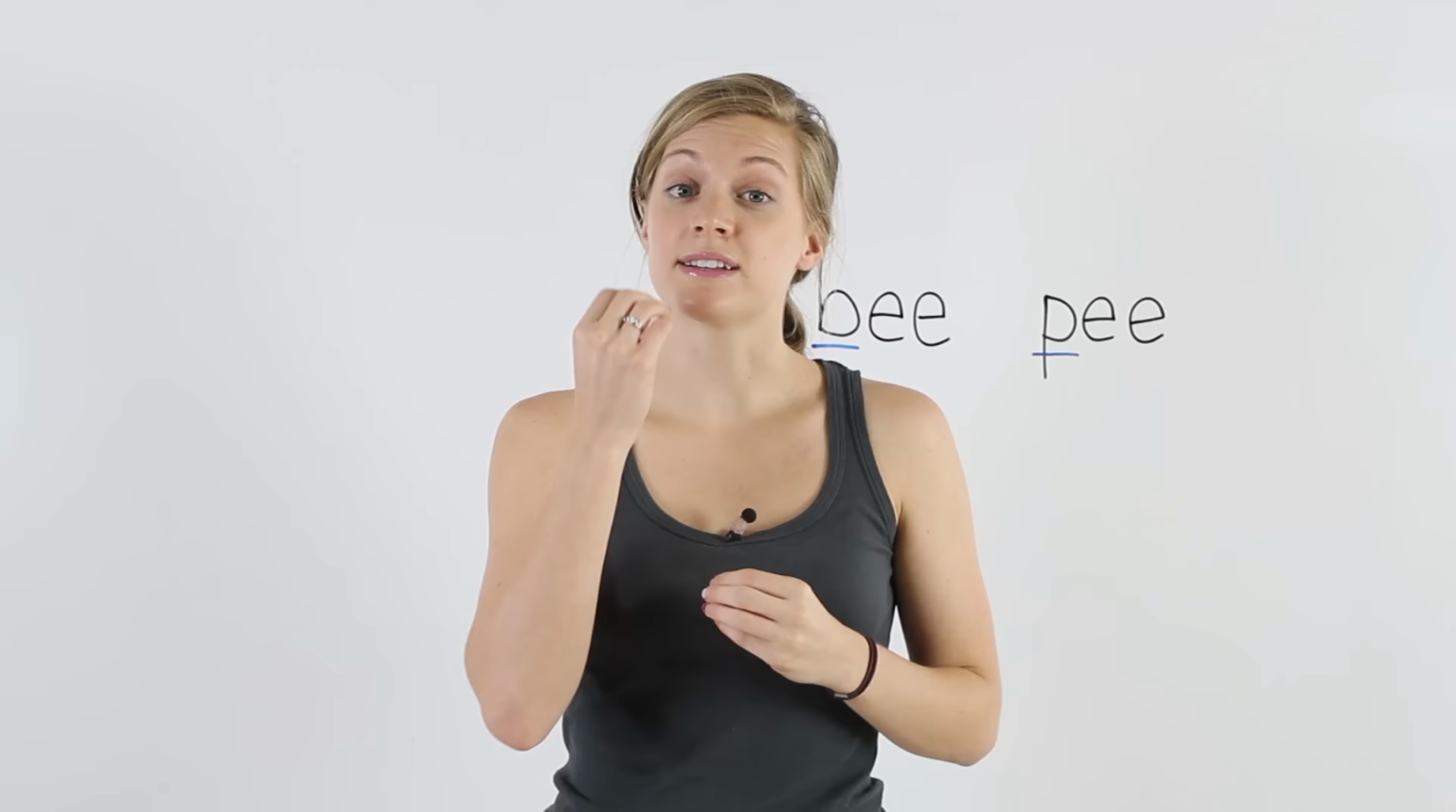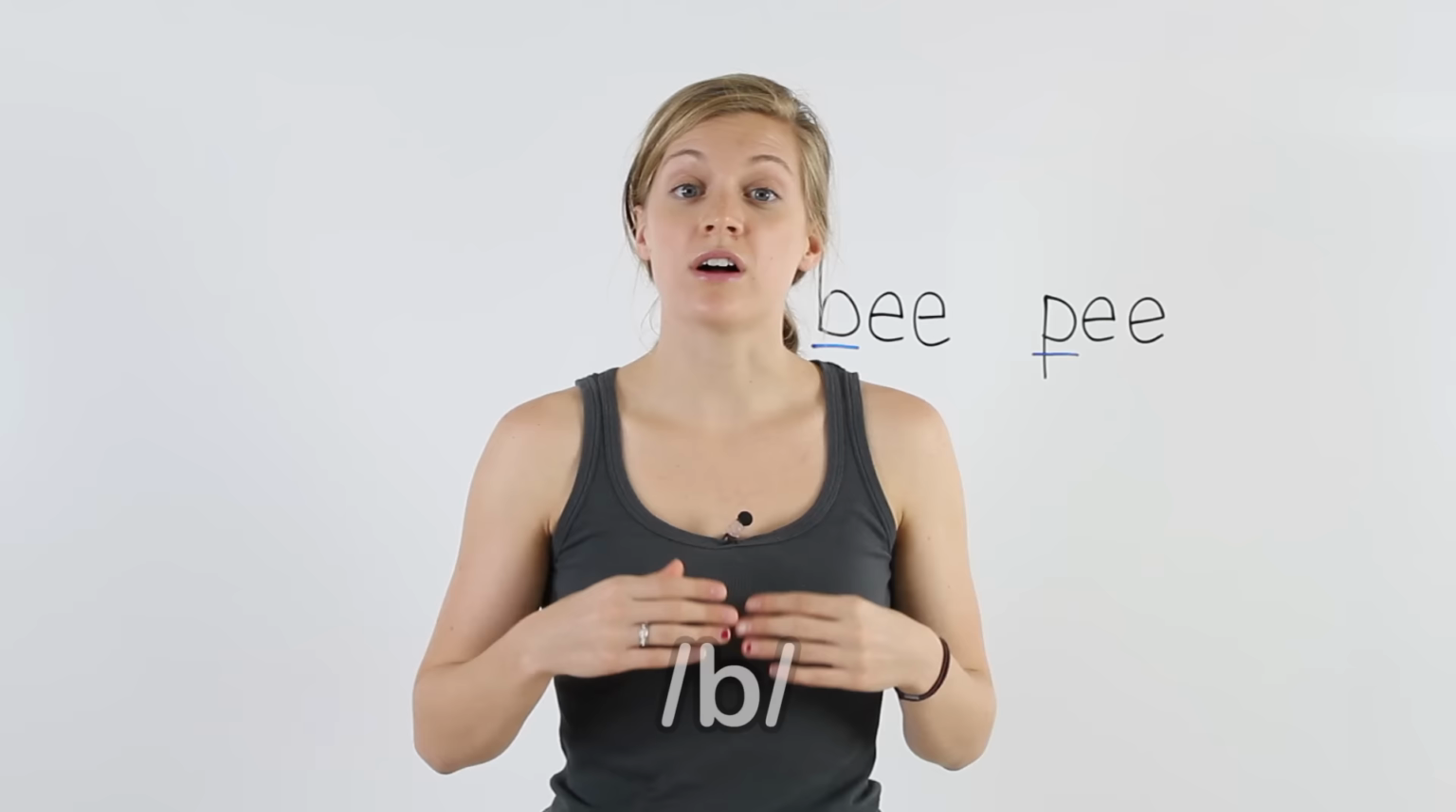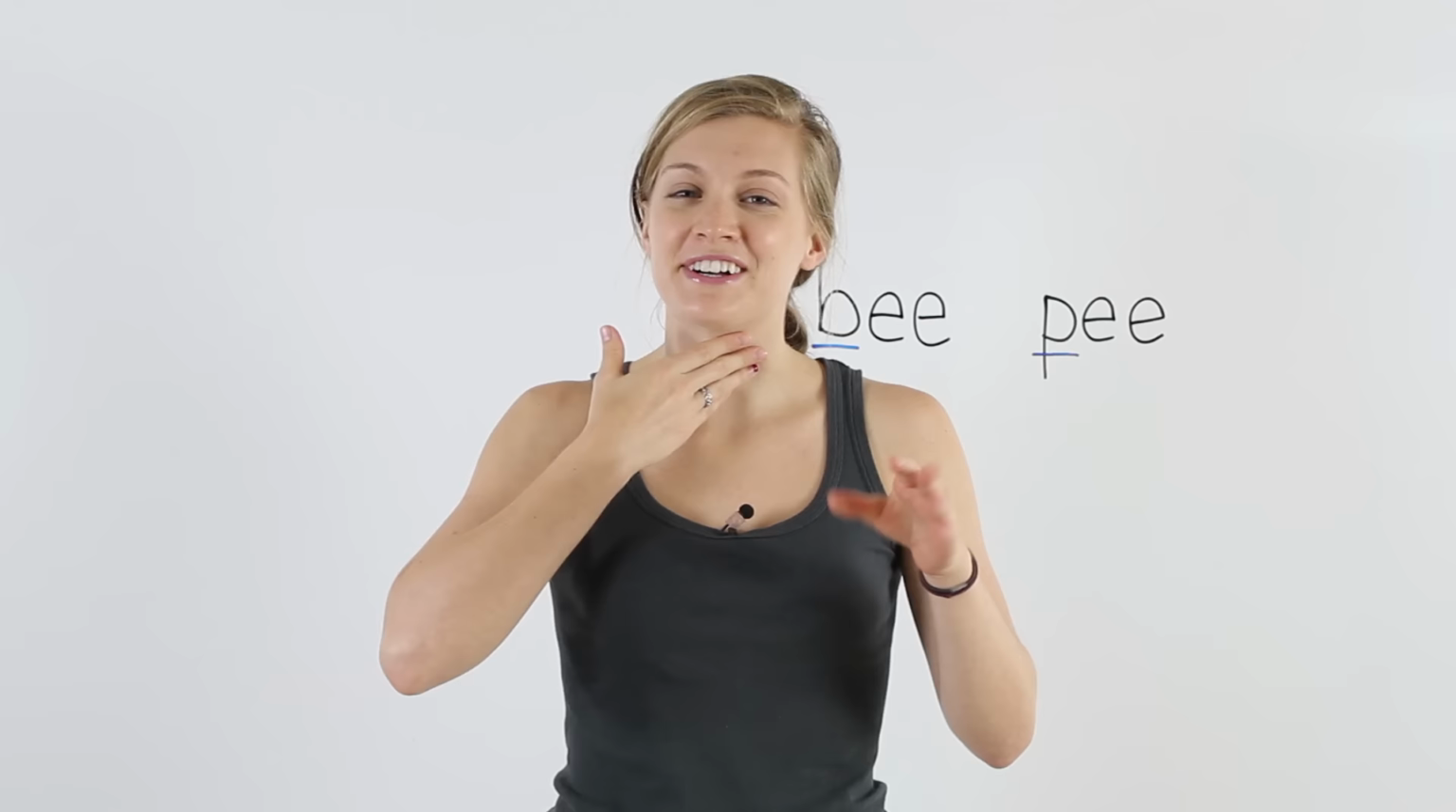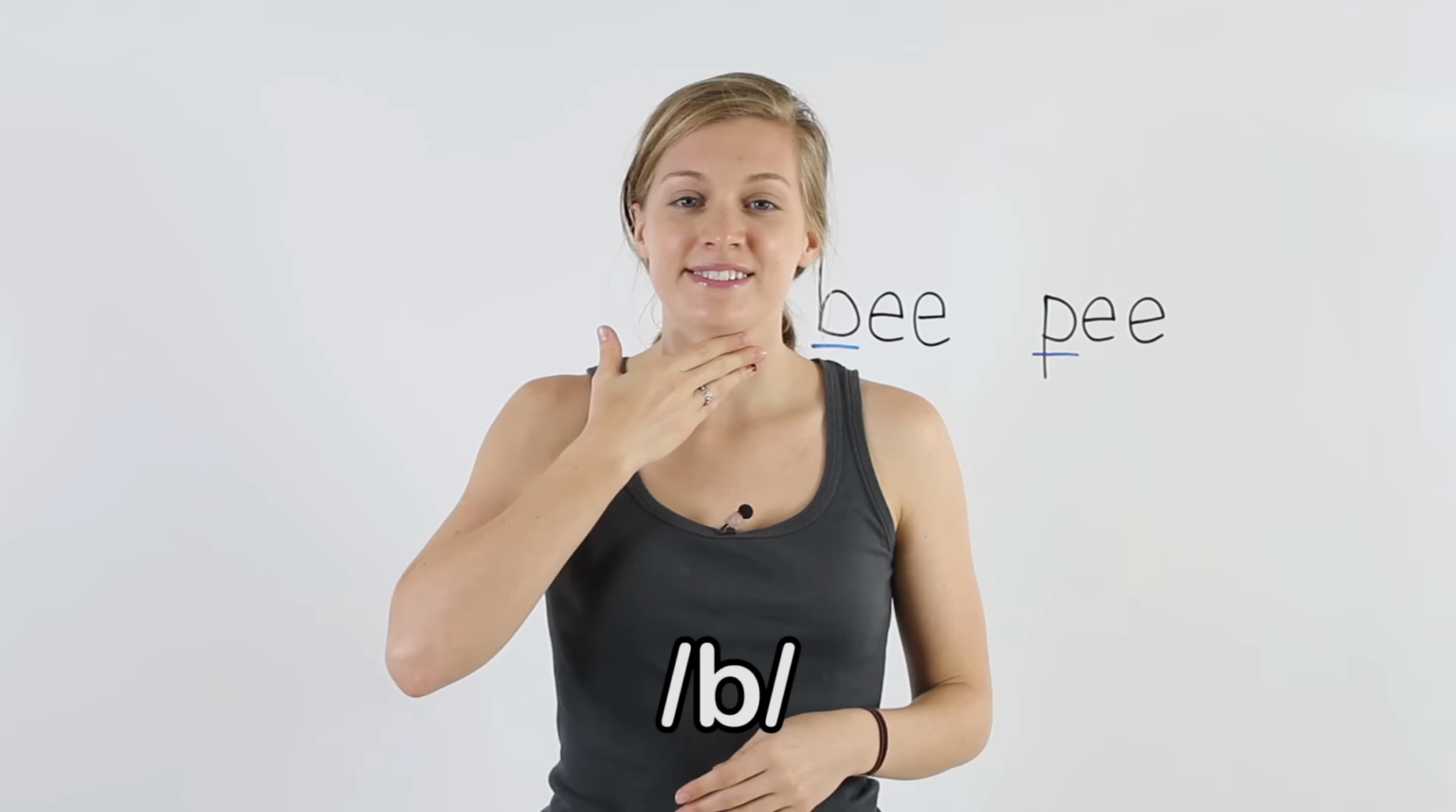We will be talking about the differences in pronunciation between the B sound, ba, and the P sound, pa. In both sounds, my lips are touching, and a little bit of air comes out. Ba and pa. The first sound, ba, is called a voiced sound. If you put your hand on your throat, you should feel a little bit of a vibration. Ba. I hope you felt that.